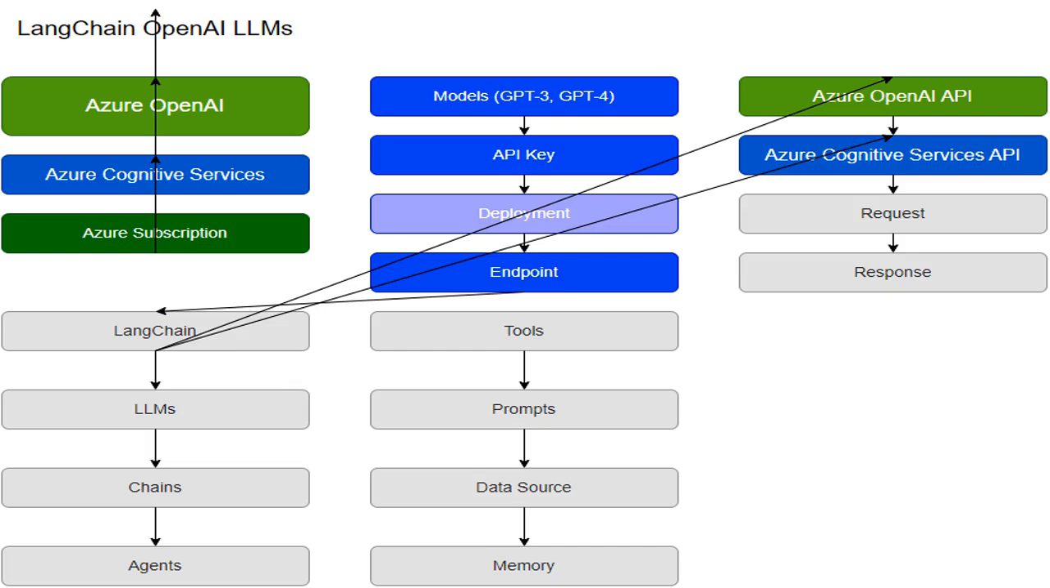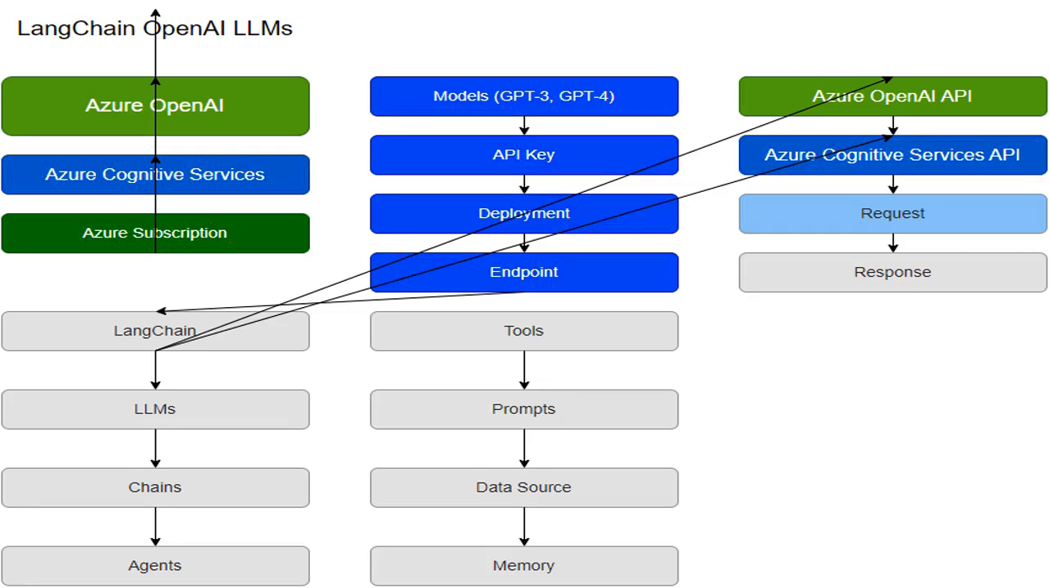Deployment is the process of making the LLMs and API endpoints available. Deployment requires an API key for security. Deployment is performed on Azure OpenAI. An endpoint is the address used to access the deployed LLMs and APIs. An endpoint is created by the deployment process. LangChain connects to the endpoint.